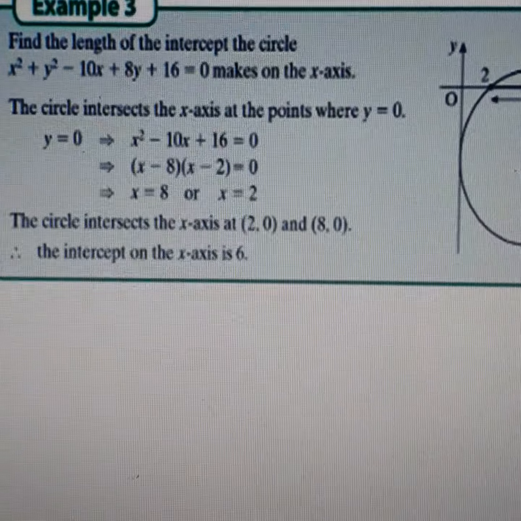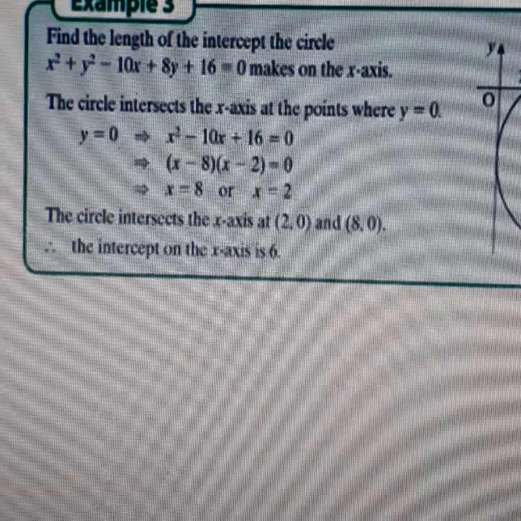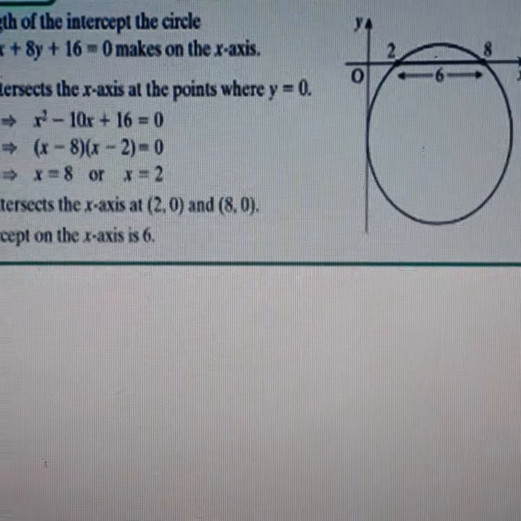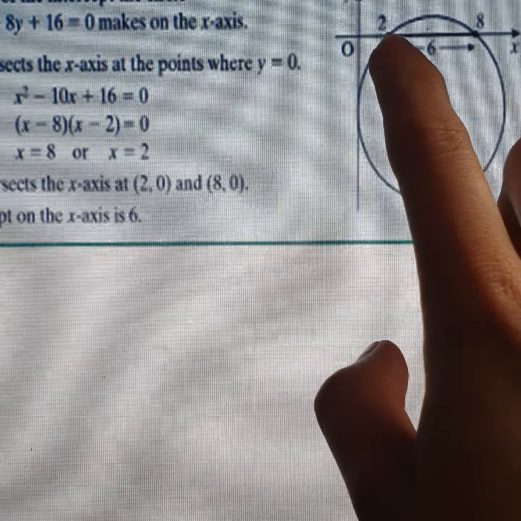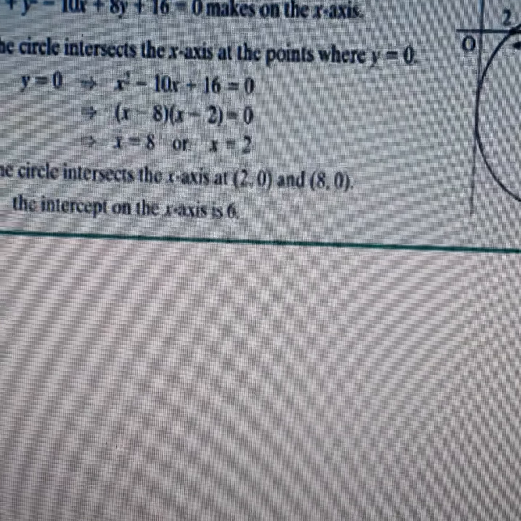And they're the intercepts, but remember, it's also asking you to work out the length, okay? And the length is obviously the difference between 2 and 8 here. And that's obviously going to be 6, isn't it? So 6 units.